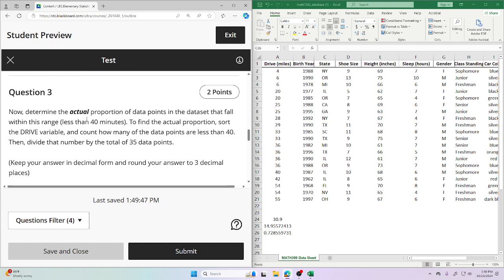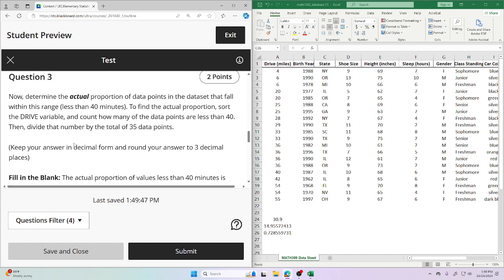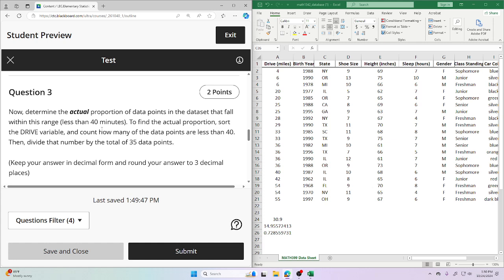Question 3. Now determine the actual proportion, 40 minutes. Oh, there it is, 35 data points. Okay, good job, guys. Good job. So they say figure it out, find the actual proportion, sort the drive, and count them. Okay, this is going to be interesting.